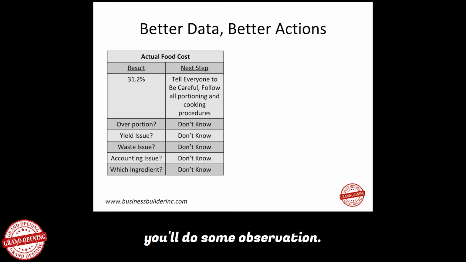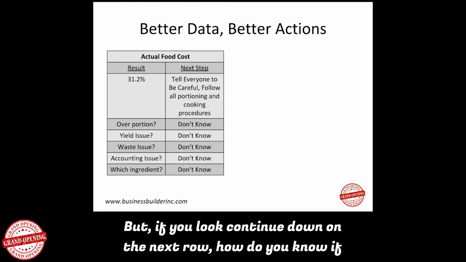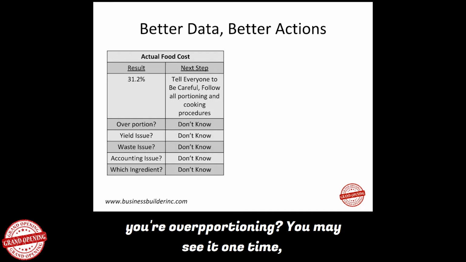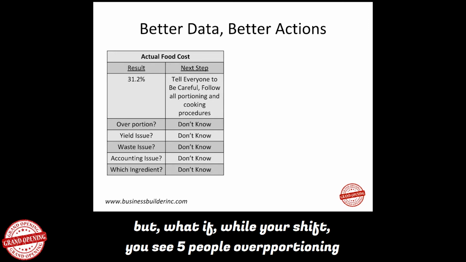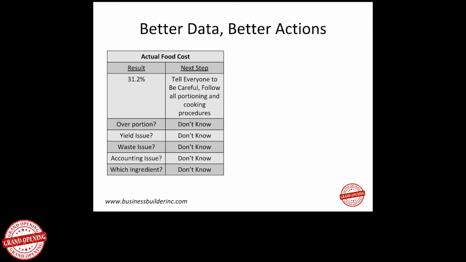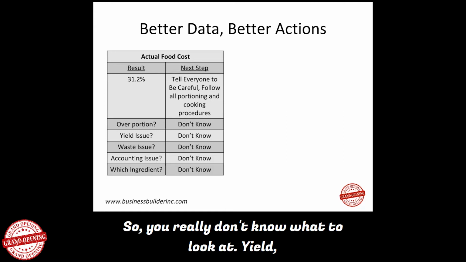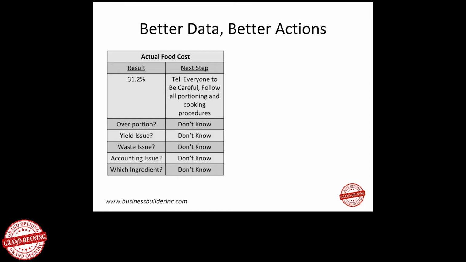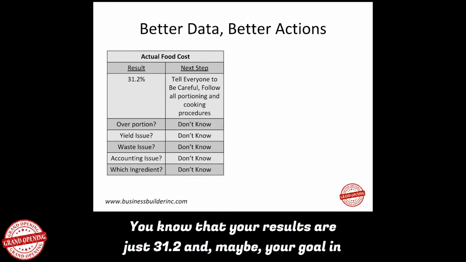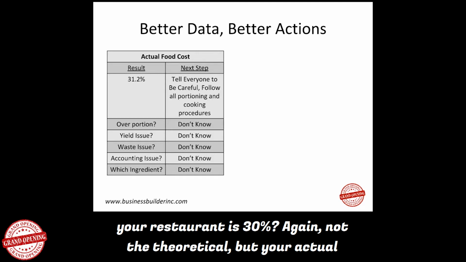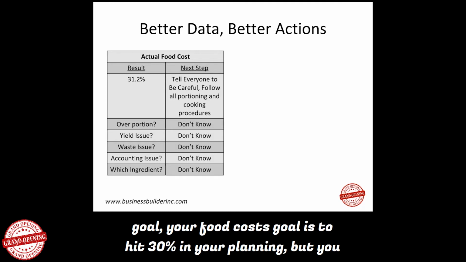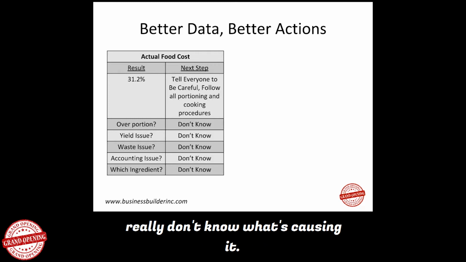You'll do some observation. Okay, but if you continue down to the next row, how do you know if you're overportioning? You may see it one time, but what if on your shift you see 5 people overportioning and on the next shift 3 people are underportioning? So you really don't know what to look at. Yield, you really don't know. You know that your result is 31.2 and maybe your goal in your restaurant is 30%. Again, not the theoretical, but your actual food cost goal is to hit 30% in your planning. But you really don't know what's causing it.